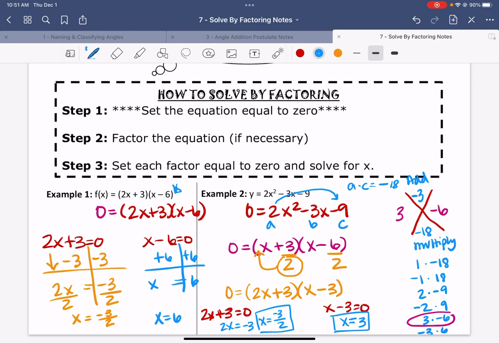That's where the parabola, that U-shape, would cross the x-axis. Right? So we're going to practice that. You're going to factor just like you did yesterday, and then you're going to set them equal to 0 and solve.